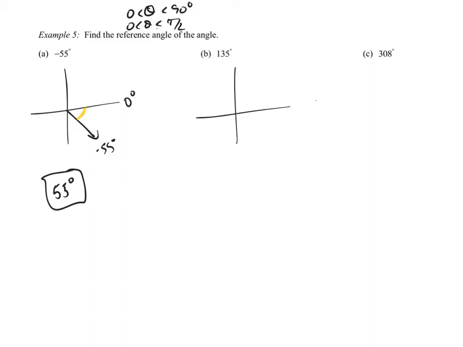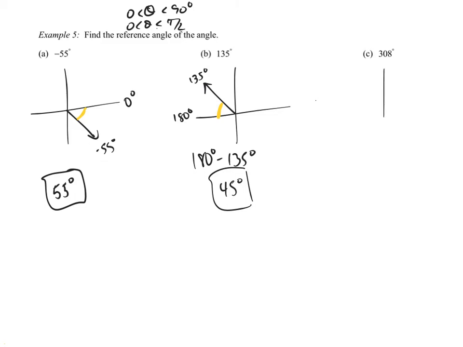Okay, letter B, 135. I know that 135 is going to be in quadrant 2, so this is 135 degrees. And my reference angle is going to be here. It's going to be that short angle that goes back to the closest x-axis, which in this case is 180 degrees. If I want to figure out what this reference angle is, I just need to subtract 180 minus 135, and that's going to give me the reference angle of 45 degrees.